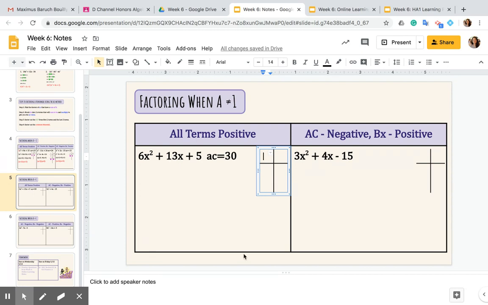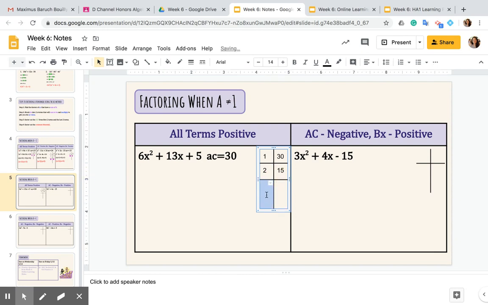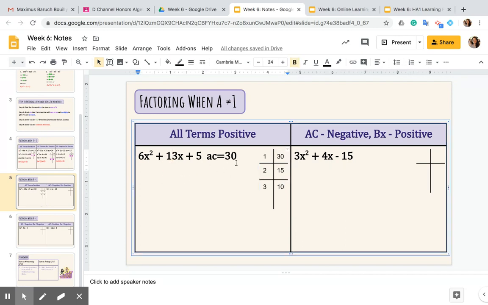There's not too many factors of 30. I can start with 1 and 30. That'll give me the product of 30, but a sum of 31. That is not what I want. I could do 2 and 15. 2 times 15 is 30. 15 plus 2, though, gives me 17. Still not what I want. I can try 3 and 10. That'll give me 30 when I multiply, and it does, in fact, give me 13 when I add.